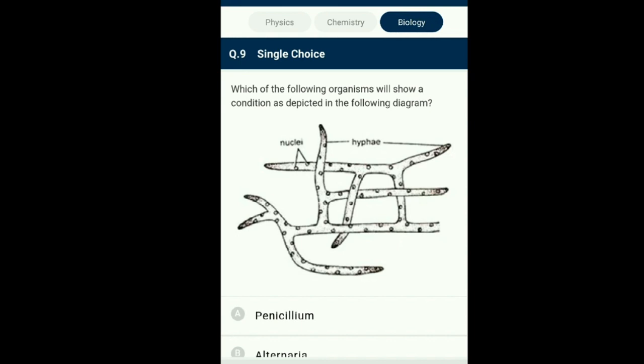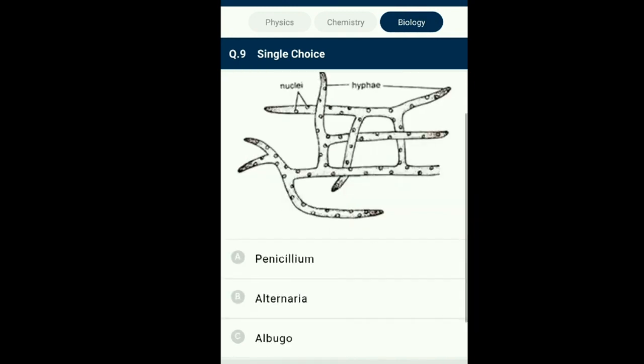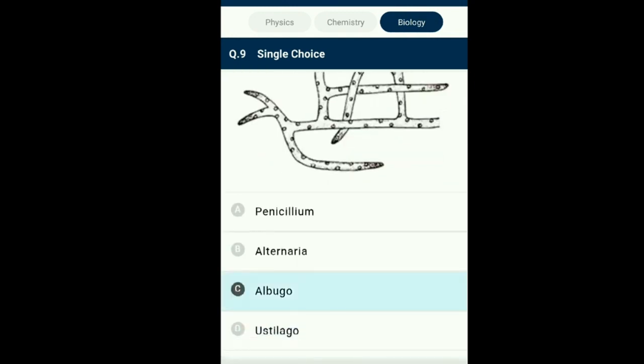A zygospore is formed by the fusion of 2 gametes. If these gametes are similar morphologically, they are called isogamous, or if dissimilar, then it is called anisogamous or oogamous. Some common examples are Mucor and Rhizopus. Rhizopus is otherwise called bread mold, and Albugo is otherwise called white rust, a parasitic fungus on mustard. So the answer for this question is option C, Albugo.